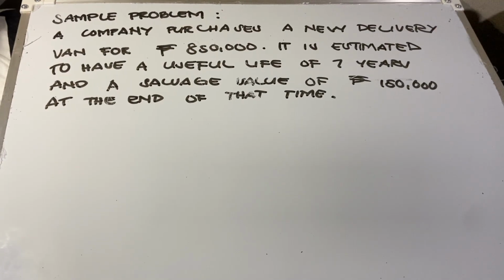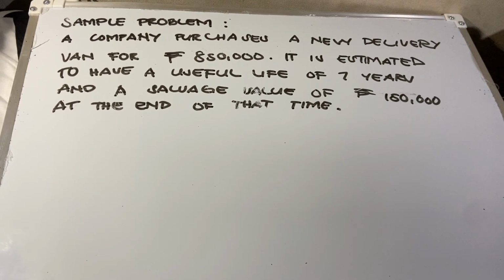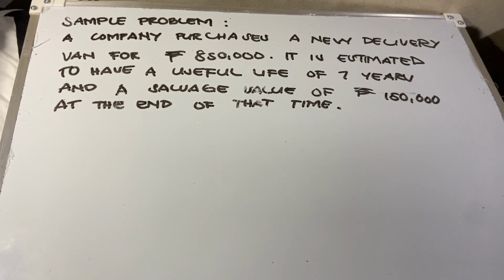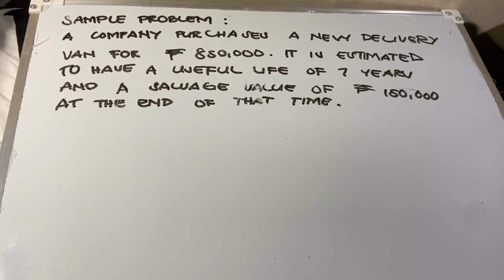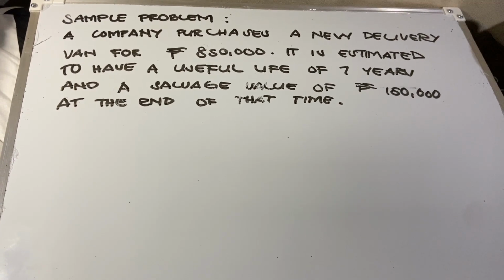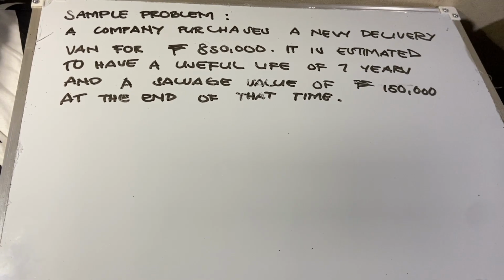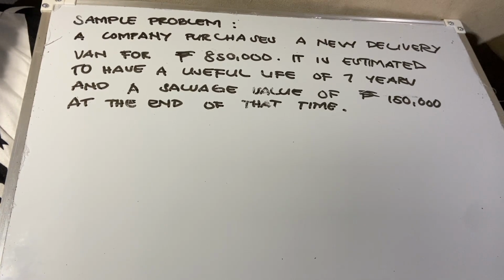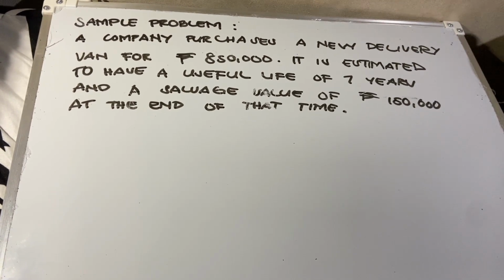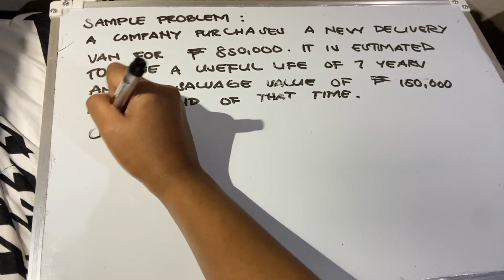So here we have a simple problem. A company purchases a new delivery van for $850,000. It is estimated to have a useful life of 7 years and a salvage value of $150,000 at the end of that time. So we need to calculate the annual depreciation and determine the book value of the van after 4 years.